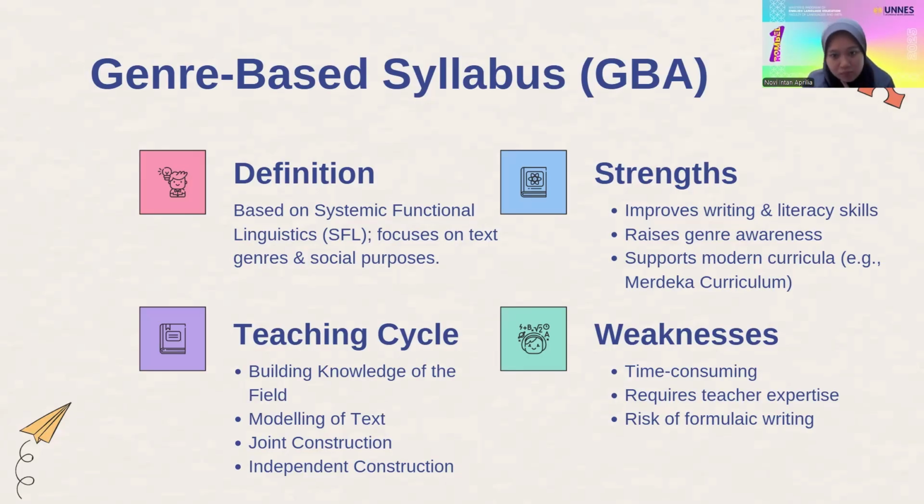purpose. And the third stage is joint construction of the text. Now in this section, both students and teacher write the text together with questions and discussions in the classroom. Okay, the next is independent construction of the text. So in this section, finally, students write their own text independently, applying what they have learned before.